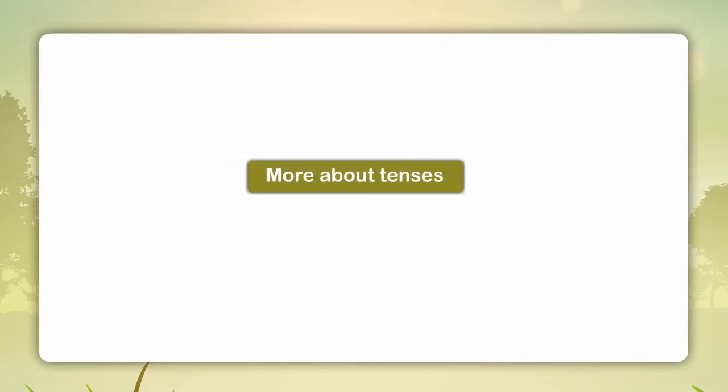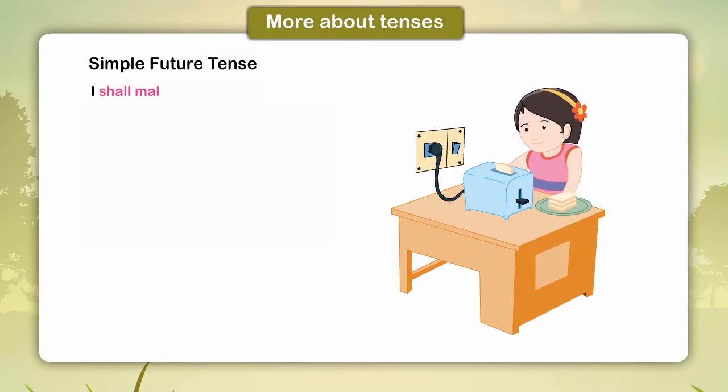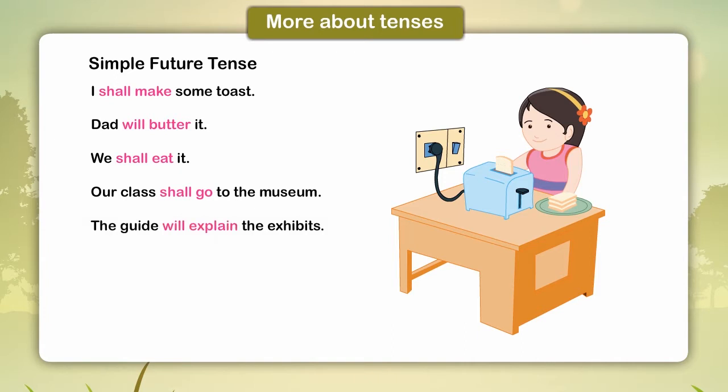More about tenses. Simple future tense. I shall make some toast. Dad will butter it. We shall eat it. Our class shall go to the museum. The guide will explain the exhibits.